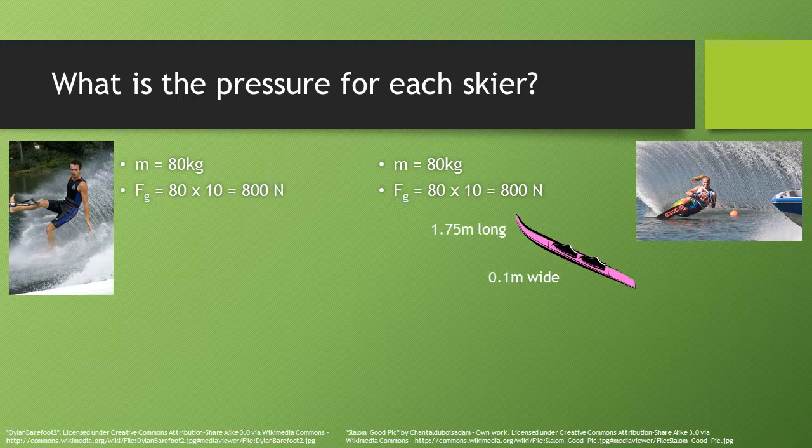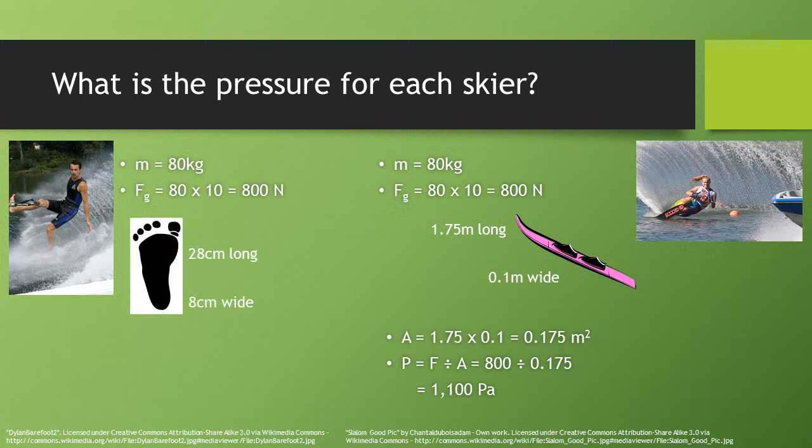Now let's think about the area, and let's start with the skier. The skis are approximately this side, 1.7 meters long, 0.1 meters wide, and let's assume it's the same width right the way along. This means the area, I can get that by simply multiplying the base times the height, gives me 0.175 meters squared. Now I use my pressure equation. Pressure is equal to the force divided by the area, so 800 divided by 0.175 gives me a pressure of 1,100 pascals for the slalom skier.